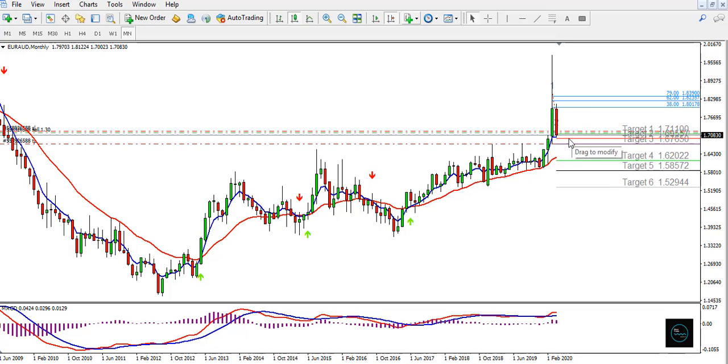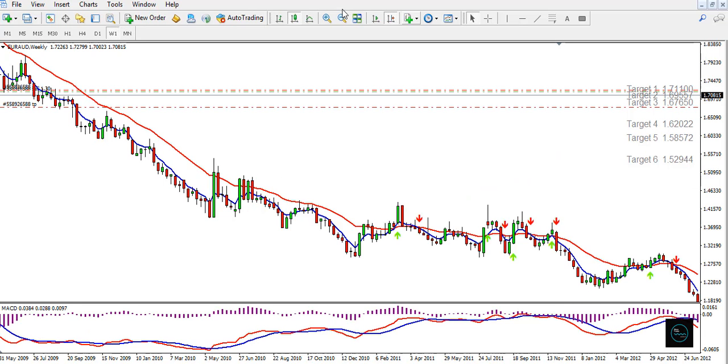So if we were to plot our profit targets from here, you will see that this level was actually the 5th, so we still have a little bit of upward pull left. But right now the short-term trend is down, and I'm going to show you that from the weekly chart.